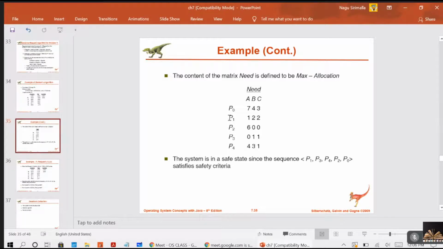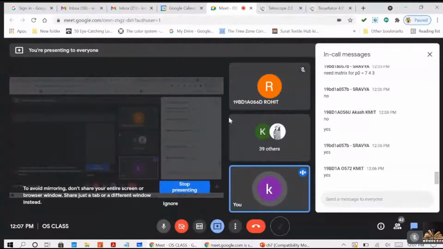Then after completing P1, your available will become 332 plus 122. Why? Because P1 is releasing its resources. If you see the algorithm of resource request allocation, you are supposed to add the P1 resources to the available. Now available will become 4, 5, 4.